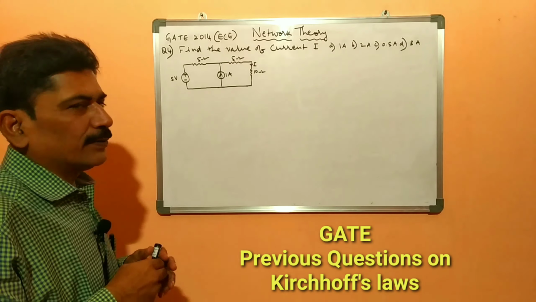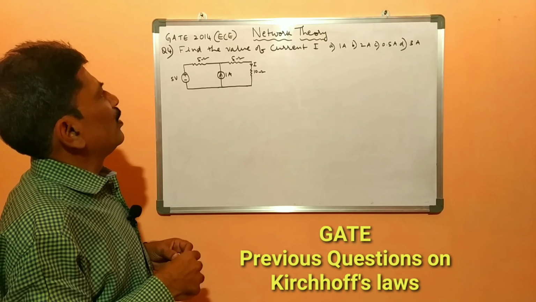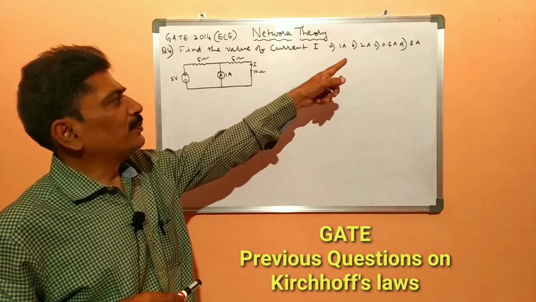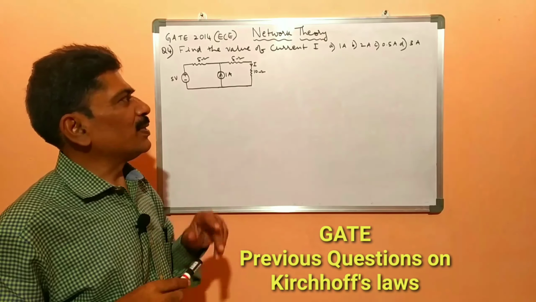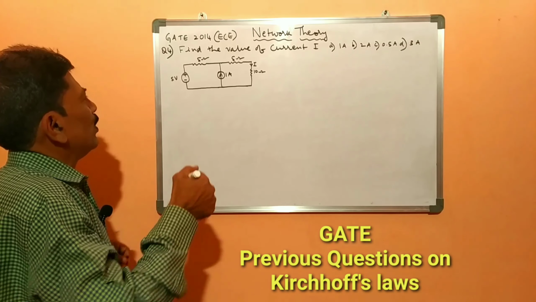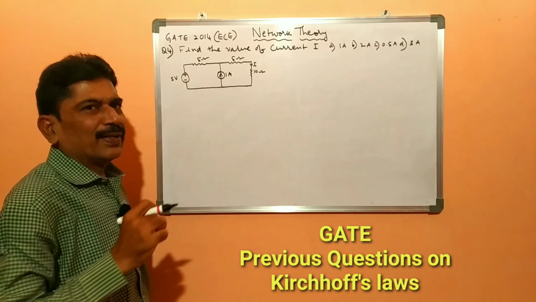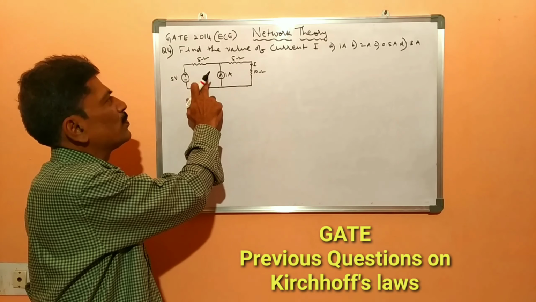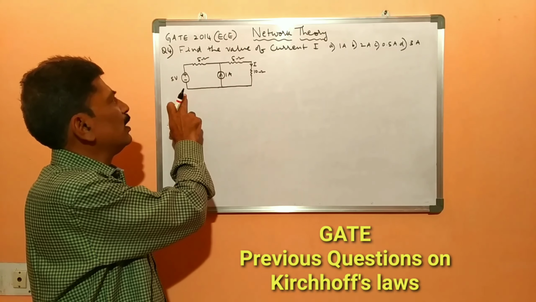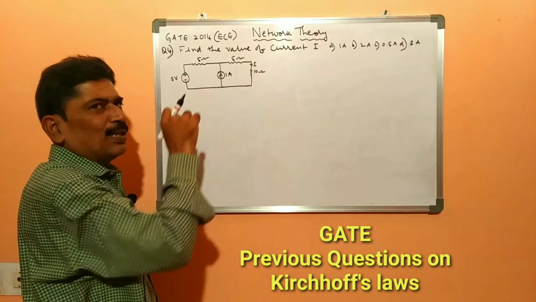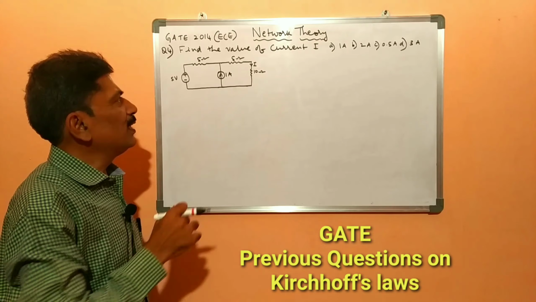Okay, next question. Find the value of current I. Given options are 1 ampere, 2 amperes, 0.5 amperes, or 3 amperes. Let us find out the right answer now. In the circuit shown, one voltage source and one current source are given, and 3 resistors, 5 ohms and 10 ohms. So here 2 active elements and 3 passive elements are given. Let us find out the current I now.